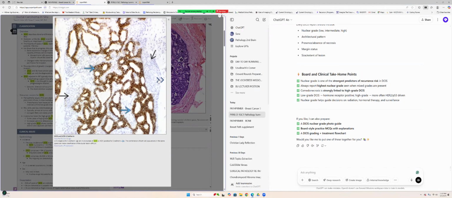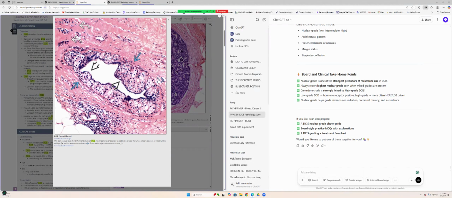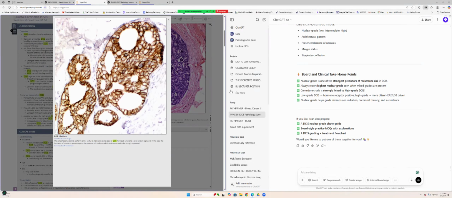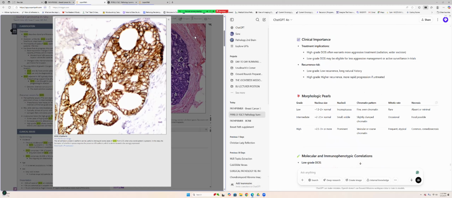You can have targetoid spread in the breast. That brings us to the end of looking at this DCIS.